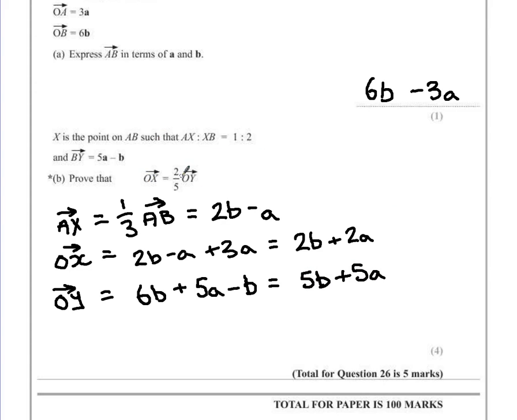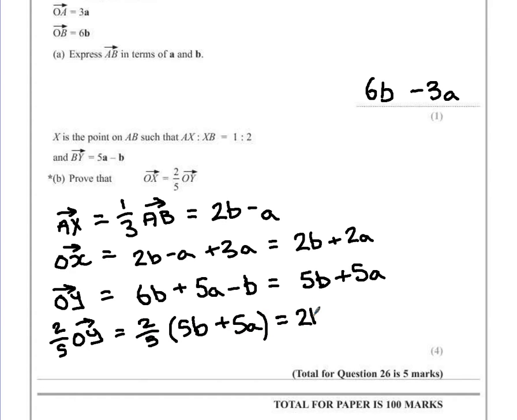So, to prove that they have this relationship, let's find out what 2/5 of the vector from O to Y is. So we're going to find 2/5 of the vector 5B plus 5A. Well, 2/5 of 5 is 2, so that's 2B. 2/5 of 5A is 2A. And that shows that these are identical vectors.